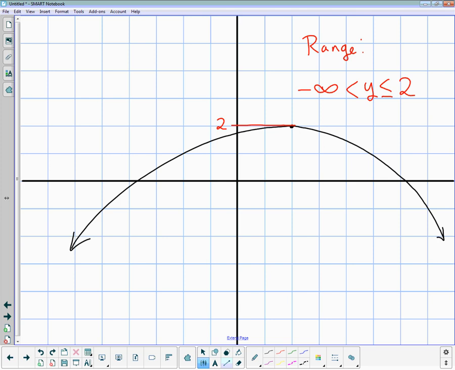Another way would be just to say things below 2. Everything below 2, right? How do you say everything below?